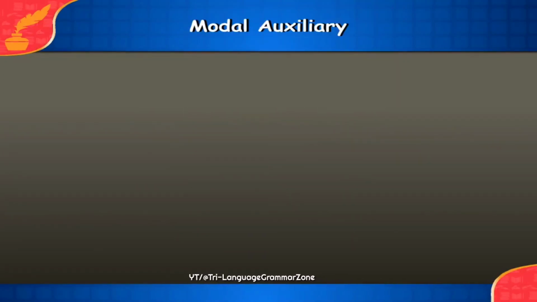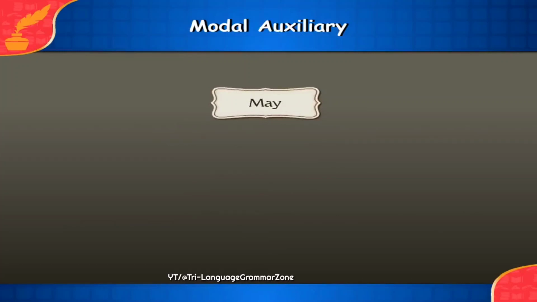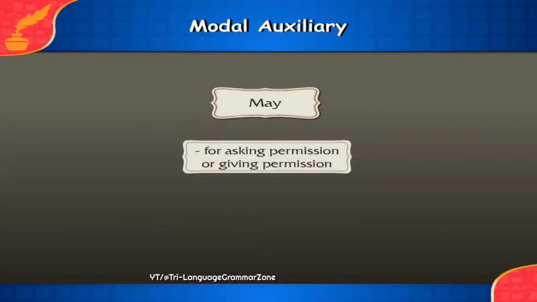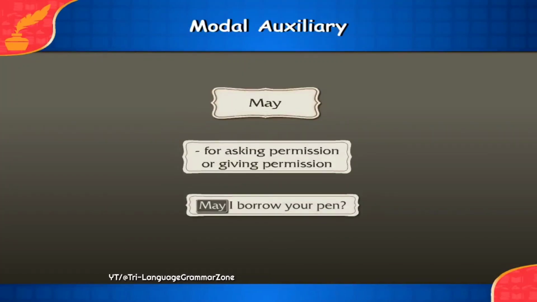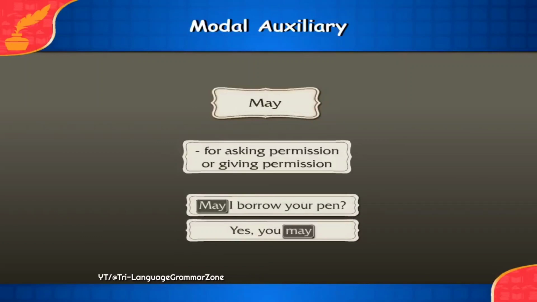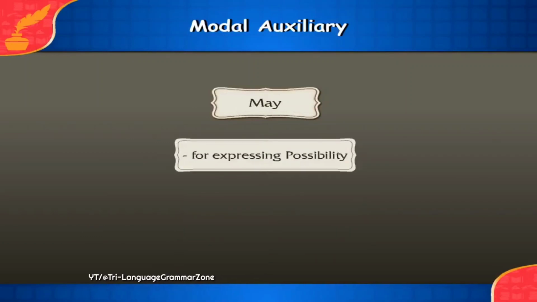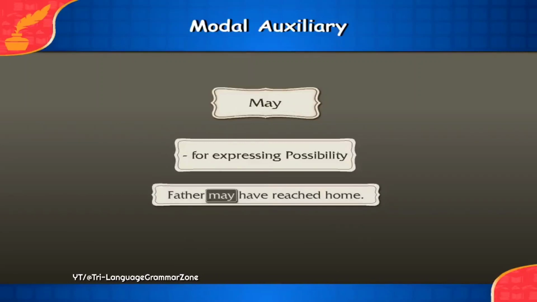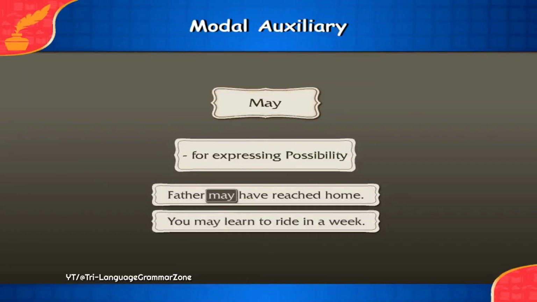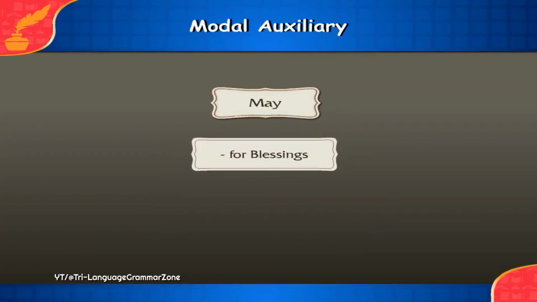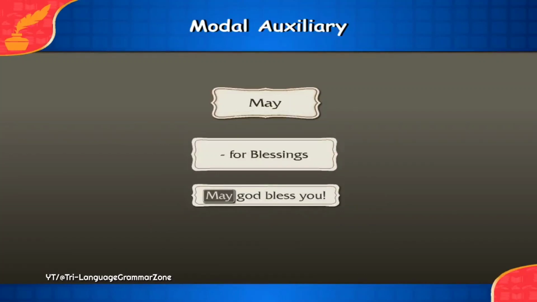The next auxiliary is may. May is used for asking permission or giving permission. For example, may I borrow your pen? Yes, you may. May is used for expressing possibility. For example, father may have reached home. You may learn to ride in a week. May is used for blessings. For example, may God bless you.